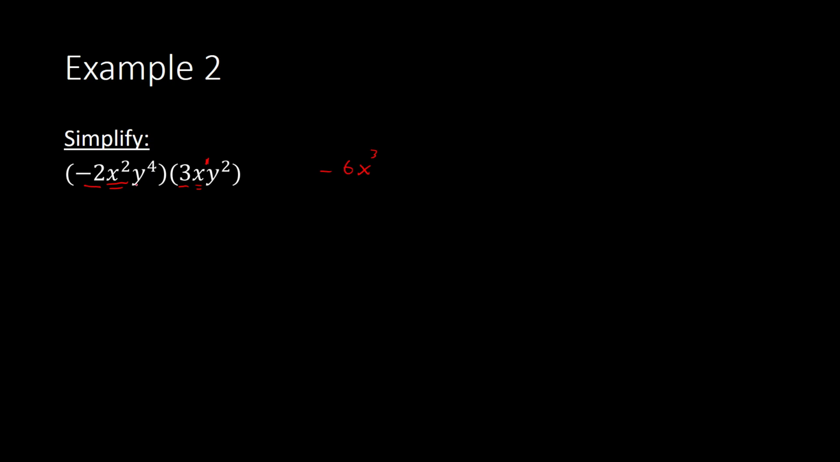Then over here we have y to the fourth times y squared. So what you can do is add the exponents again because you're multiplying. So that would give you y to the sixth power. So my solution would be negative 6x to the third times y to the sixth power.